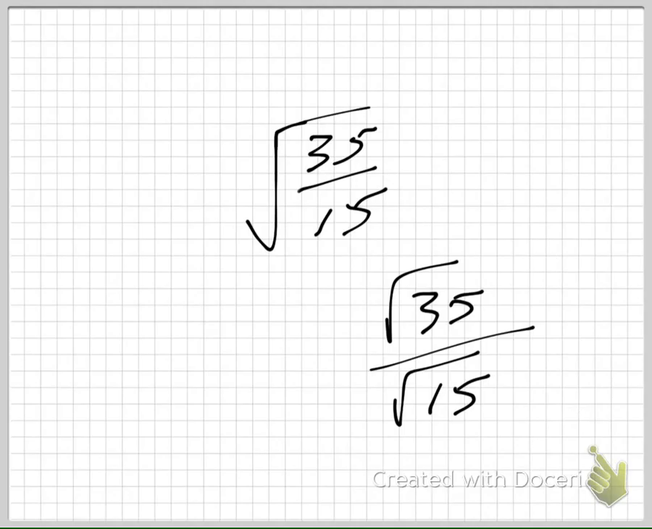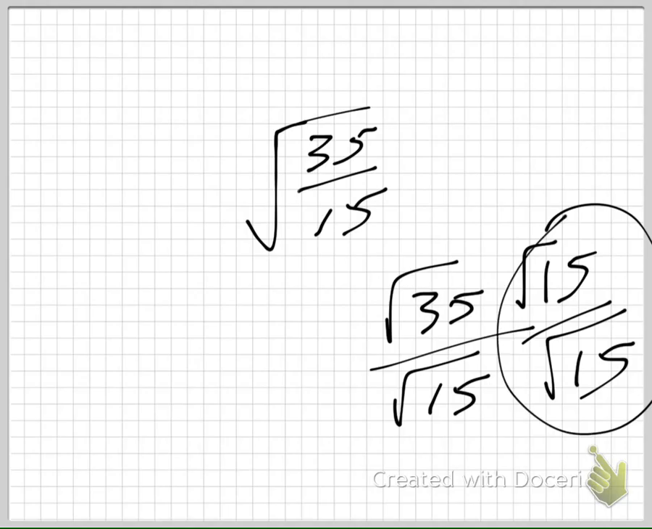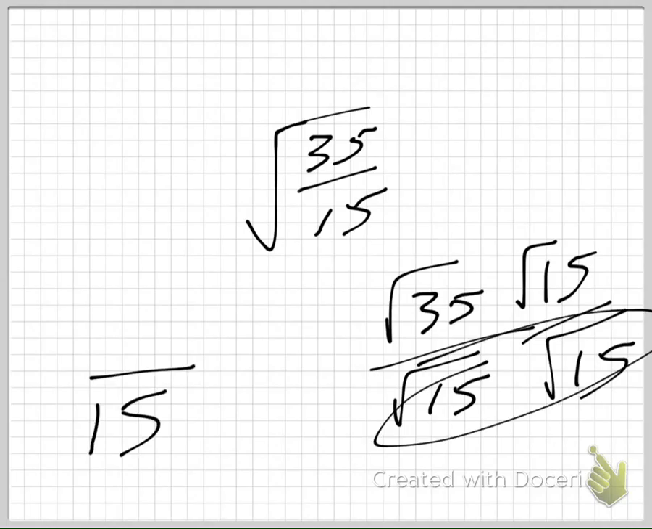Multiply it by the square root of 15 over the square root of 15. What is the square root of 15 over the square root of 15? Right. Anything over itself is 1. So now what's that going to allow me to do when I multiply this? What is the square root of 15 times the square root of 15? 15. That now becomes 15. And the top is the square root of 35 times the square root of 15.